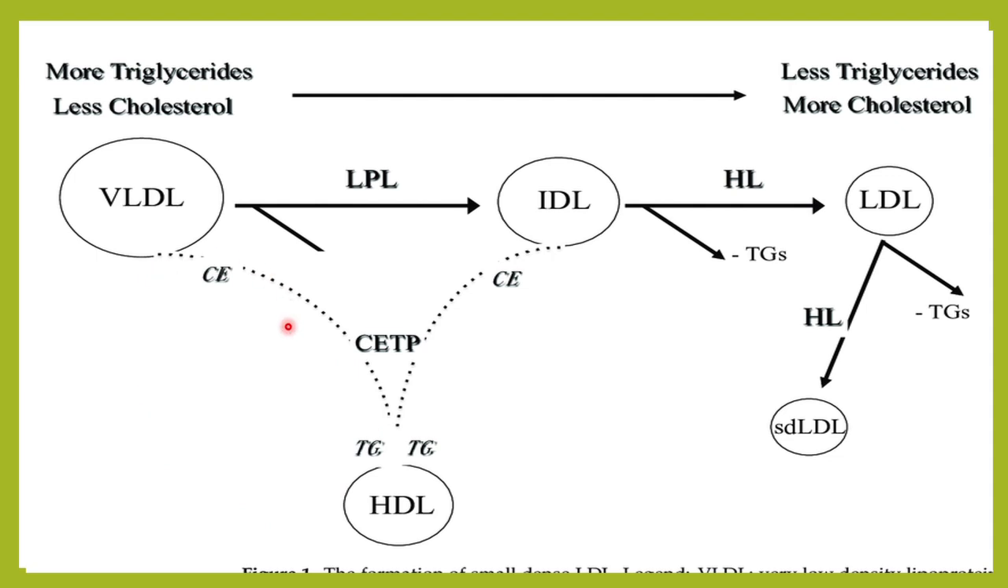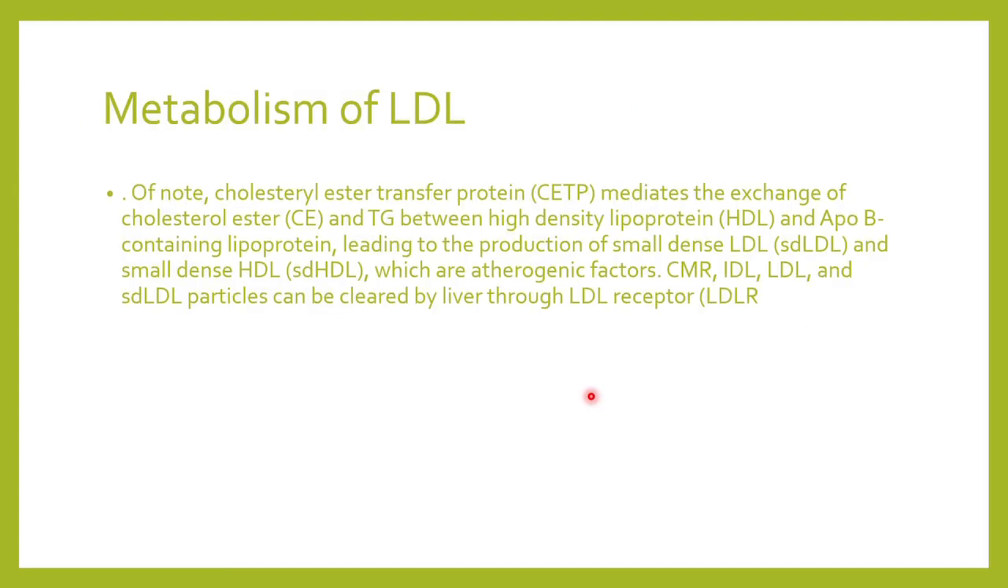So here you can see how the VLDL gets converted to LDL. This cholesterol ester transport protein mediates the exchange of this cholesterol ester and triglyceride between the HDL and ApoB containing lipoprotein, leading to the production of this LDL. This LDL, when it crosses the normal range, is atherogenic and causes atherosclerosis.